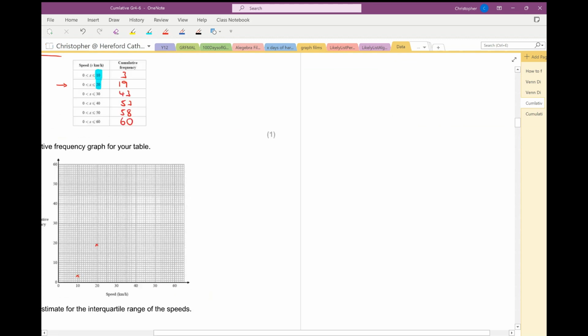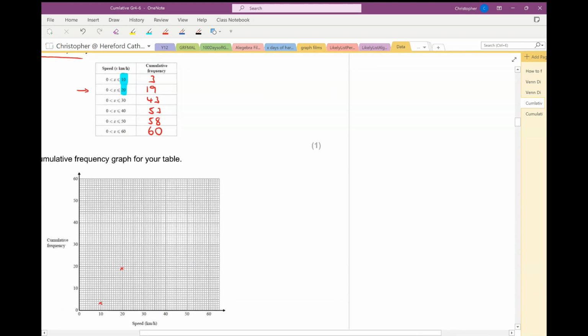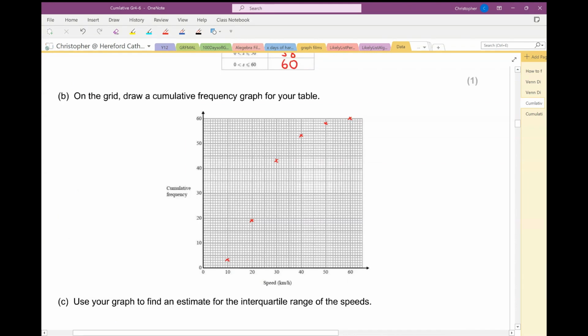Right, my suggestion is you pause the film and plot your points, and then press play, and miraculously I'll have plotted mine too. Right, so there are my points plotted. So now I'm going to complete my cumulative frequency graph by carefully drawing a smooth curve through my points. Right, use your graph to find an estimate for the interquartile range of the speeds.